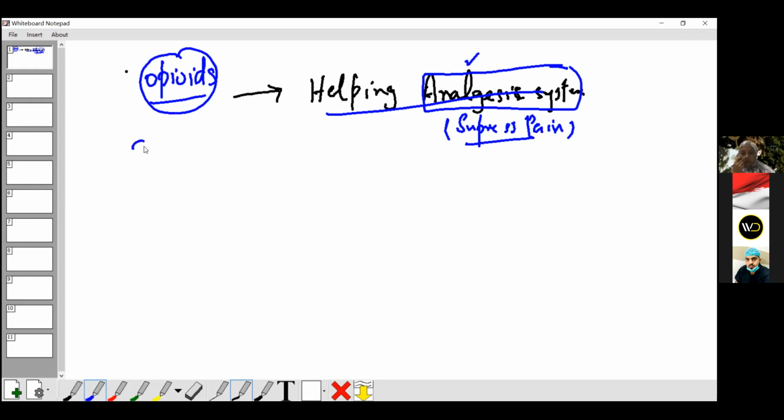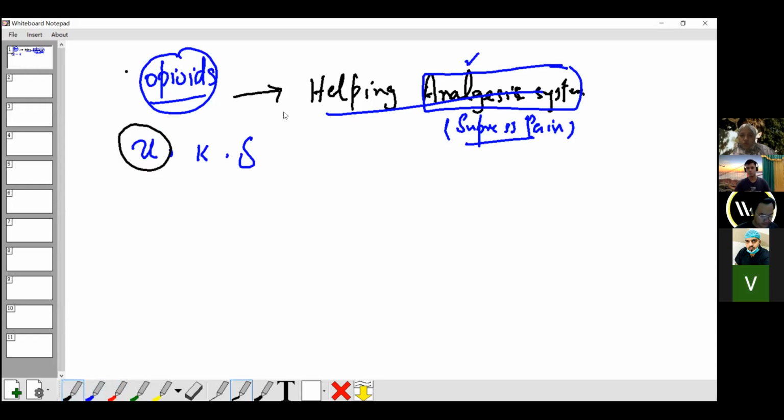So what are the receptors used by the analgesic system? Mu, kappa, and delta. Which receptor do we most commonly use? Mu. Mu receptor. Okay. Understand? Yes, sir.